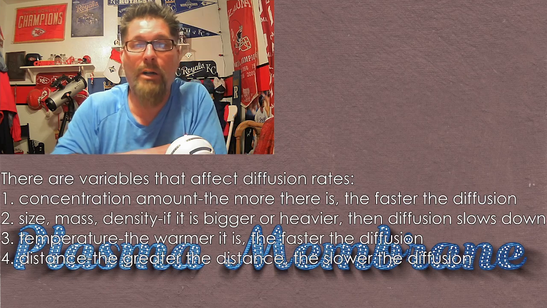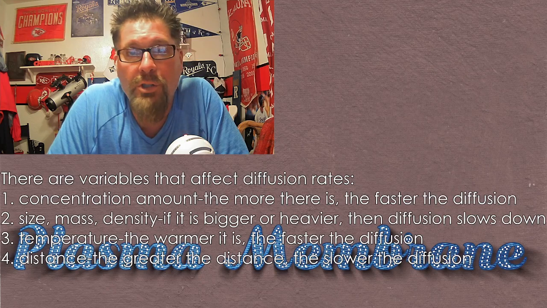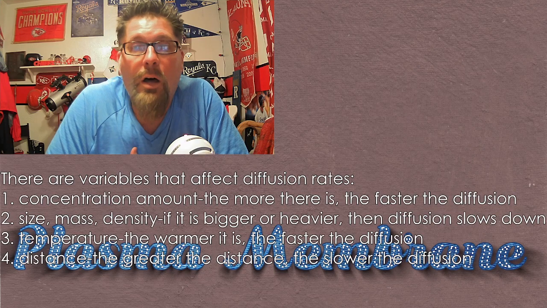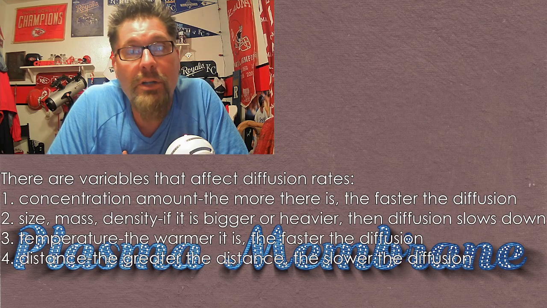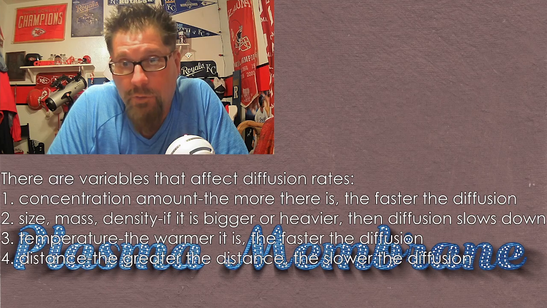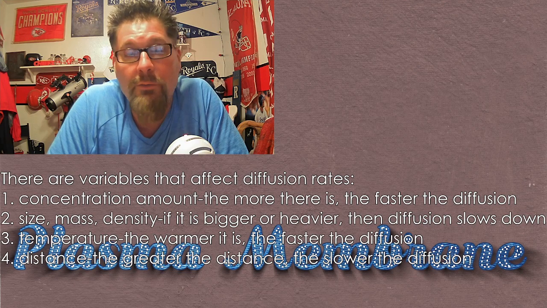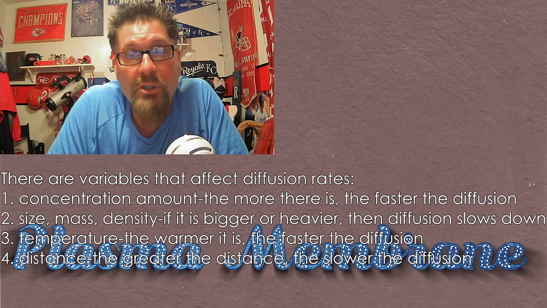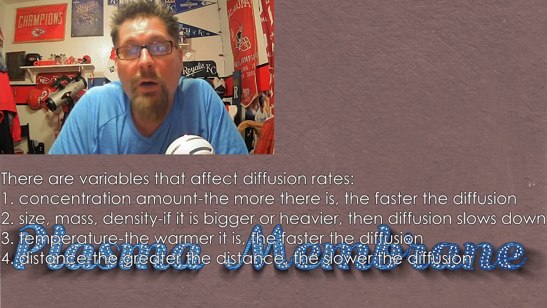Now, another aspect that we've got to think about with diffusion is that there are variables that affect the diffusion rate. I've got them listed here as the main idea, but the opposite is also true. You want to keep that in mind as well. So, for example, concentration amounts. If there's a bunch on one side, and not much on the other, then that's going to speed up diffusion. But if the numbers are more similar, then it will slow down diffusion.